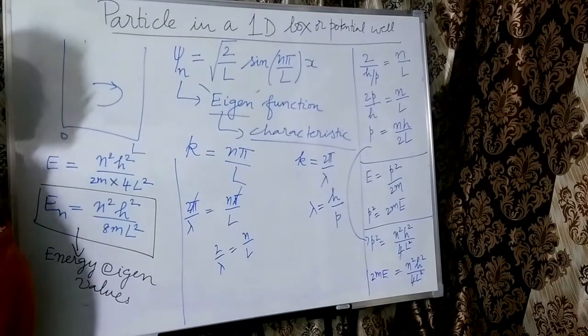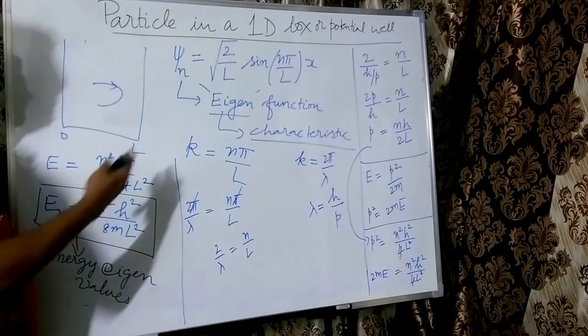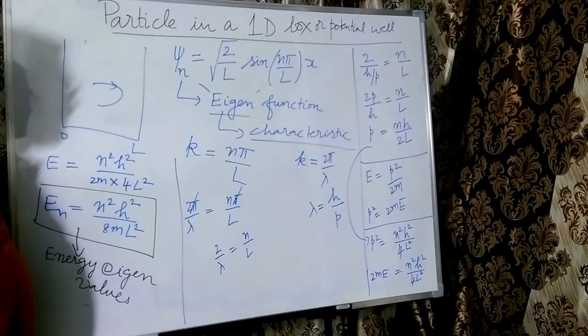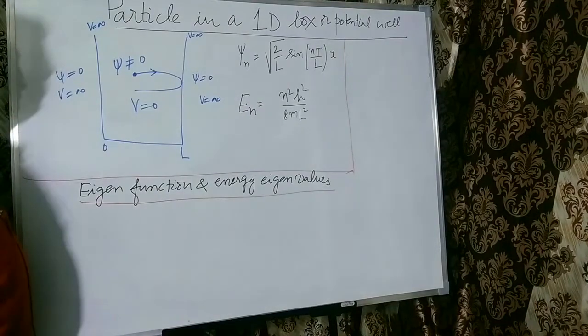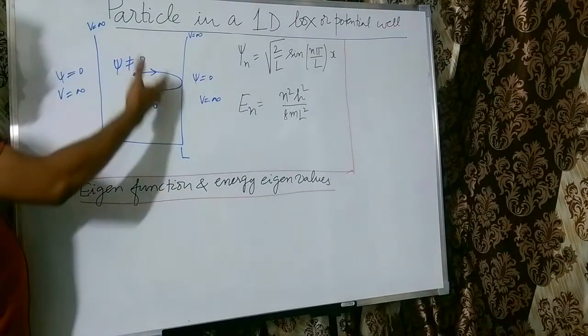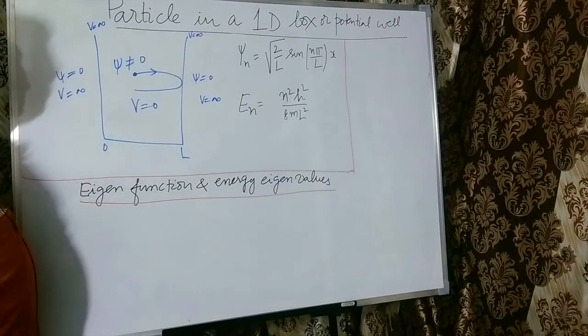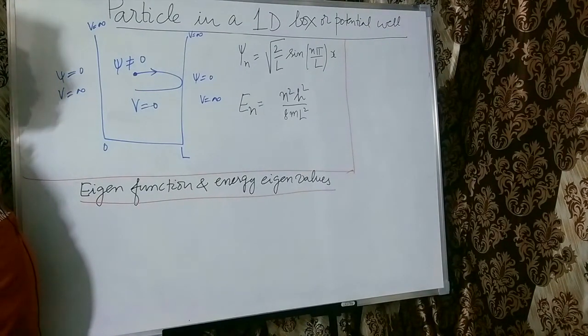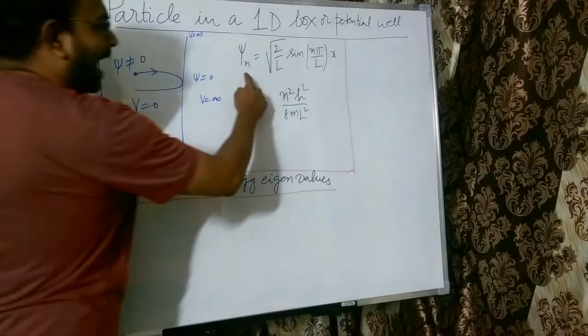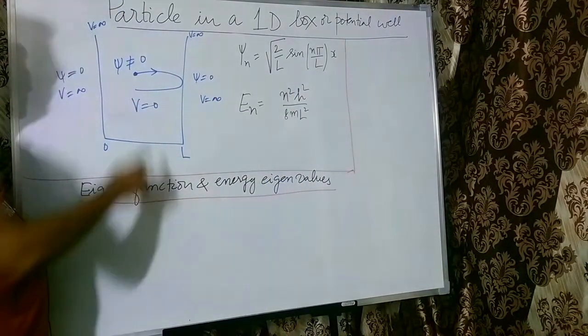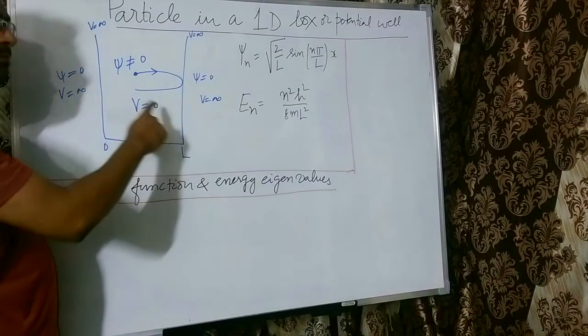Now, let us proceed and try to understand a bit about the eigenfunction and the energy eigenvalue. Right. So, these are the results that we have obtained so far in the derivation. We started with the particle in a one-dimensional box. We wrote the trial wave function based on the Schrodinger's equation. And then we applied the boundary conditions to solve and get the eigenfunction, which is the wave function representing this particle present in the one-dimensional box.